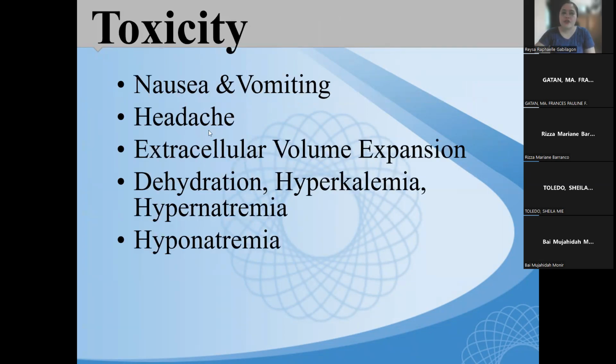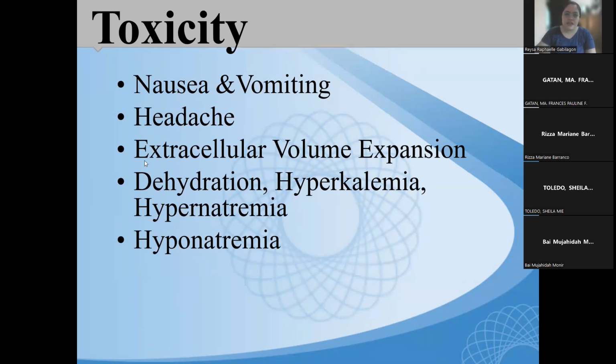How about the toxicity? Nausea and vomiting, headache. These are common adverse or toxic effects of drugs. This is what I always tell the students: when I ask you about the toxicity or adverse effects of a drug, do not give me nausea and vomiting and do not give me headache, because these are common for most of our drugs. Give me the one unique for that certain drug.